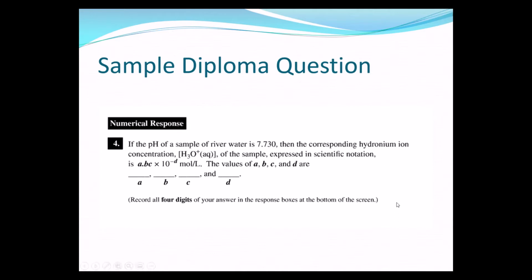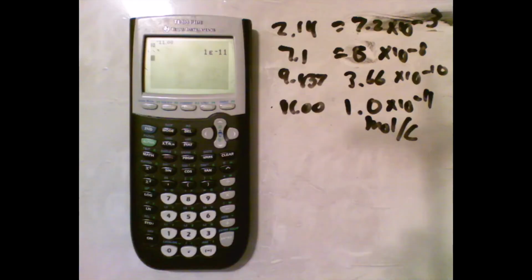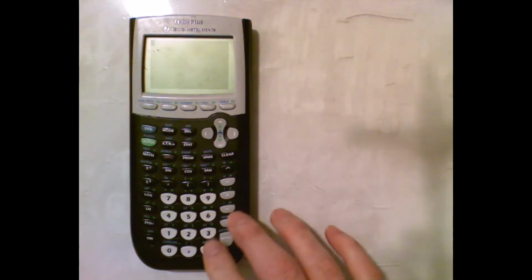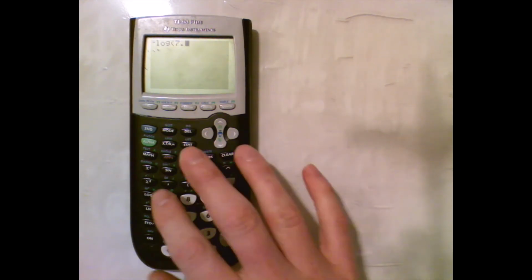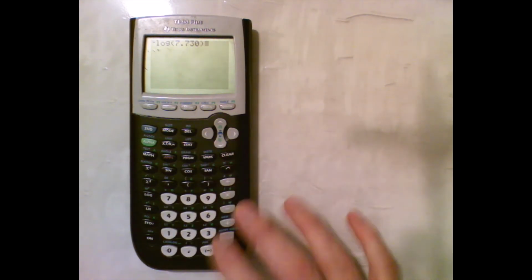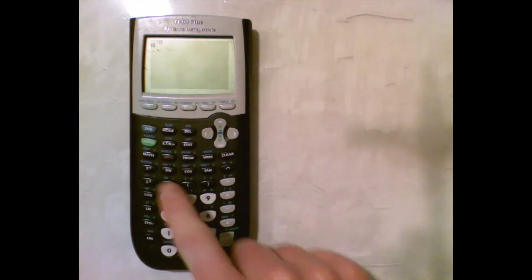So 7.730. So I'll go back to my calculator and I'll just go negative log, because it's a pH of 7.730. And it gives us that as an answer. Oops, that's because that's a pH and I did the wrong one. Sorry, 10 to the negative pH, 7.730.